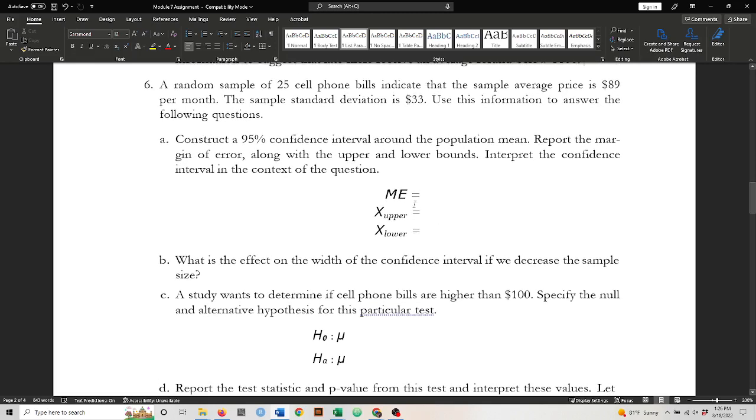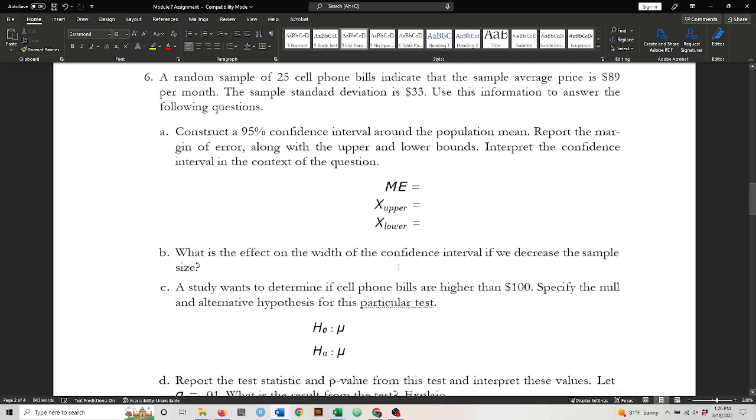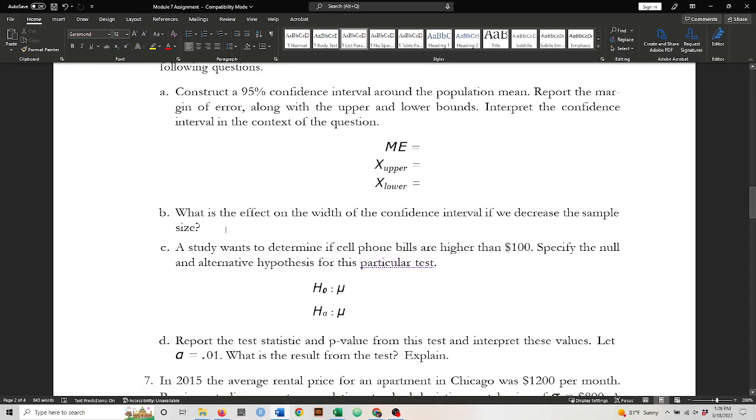All right, number 6. A random sample of 25 cell phone bills suggests that the sample average price is $89, so it's going to cost people $89 per month. Sample standard deviation is 33. Okay, that's another clue. We're given the sample standard deviation, so we know this is going to be the sigma unknown template that we have. I'll let you go back to last week and use your sigma unknown confidence interval template to do that confidence interval. That's just practice, and then answer that question.